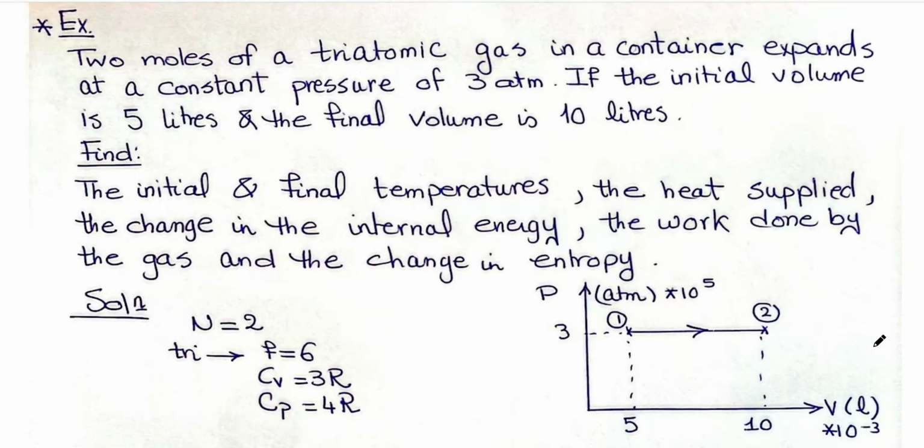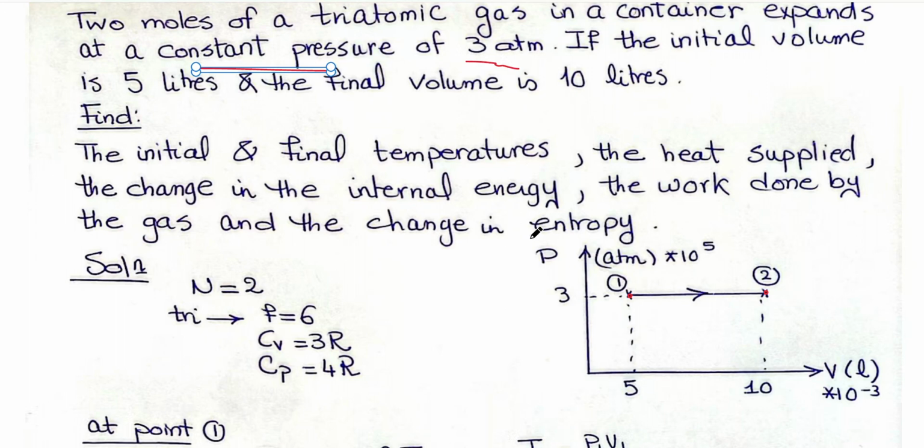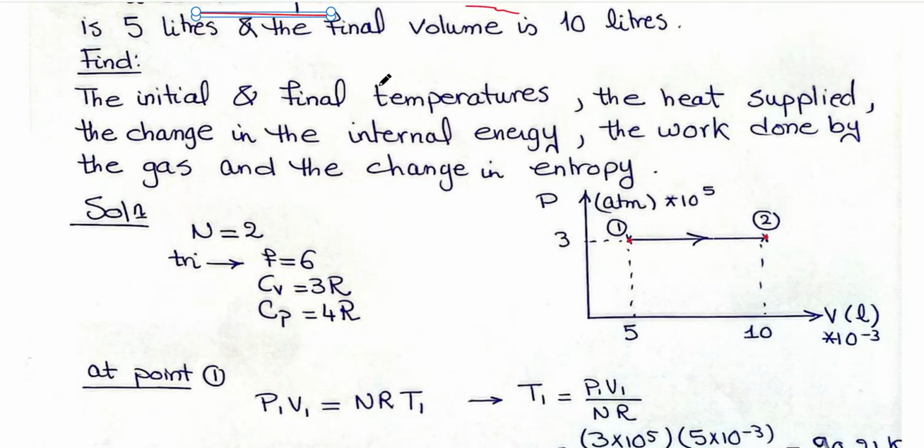Another example is a constant pressure example. We have 2 moles of a triatomic gas in a container that expands at constant pressure. It is stated here that it is a constant pressure expansion. That's why when you are sketching your process, you will draw point 1, expanding to point 2 with volume greater than point 1. If the initial volume is 5 liters and the final volume is 10 liters, this is the sketch I have, and the pressure is 3 atmosphere. It's required to find the initial and final temperature, the heat supplied, the change in internal energy, the work done by the gas and the change in entropy.